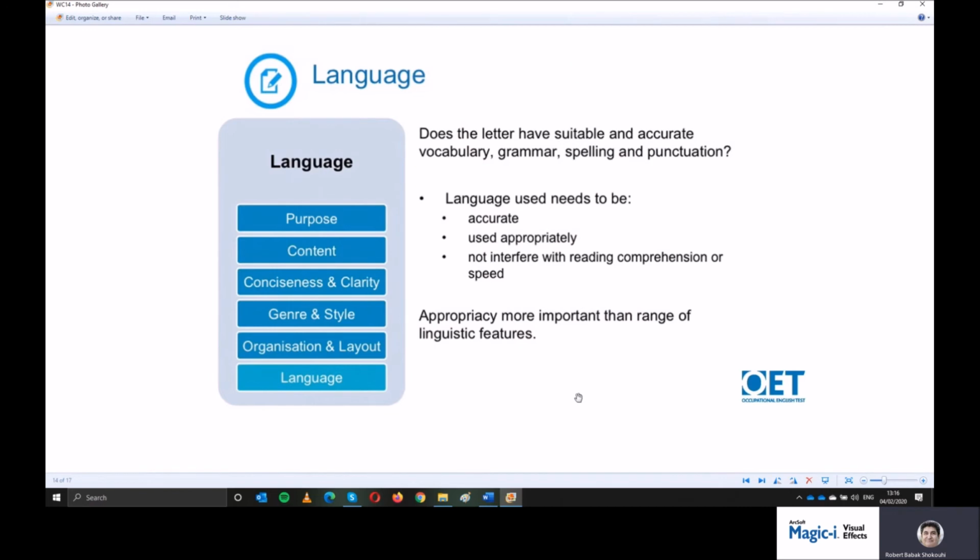Okay. So now that you look at here, we have 1, 2, 3, 4, 5, 6 criteria. And how many of these criteria is language? 1 out of 6. So what do we need to do to score high in this exam? I think it is better to concentrate more on other criteria except language.